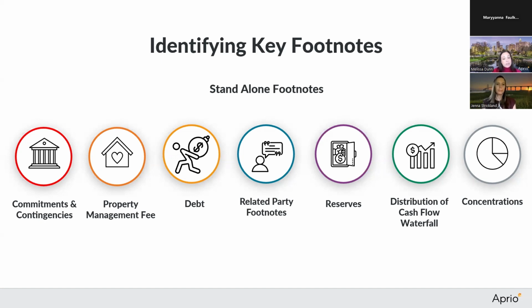There could be a range, so it could be a possible liability to the project that's not recorded on the balance sheet. So that's really important to look out for items like that. It could also be insurance claims or other risks to the property.